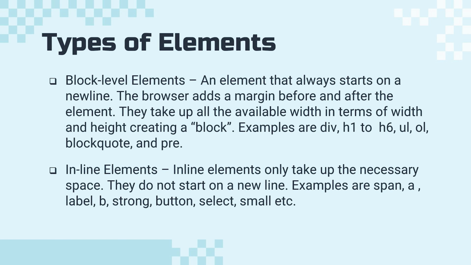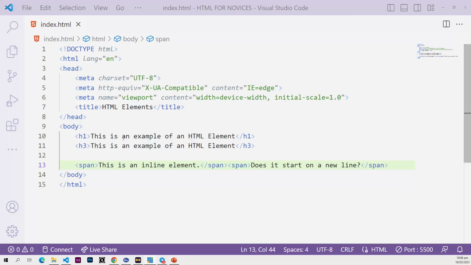Inline elements, on the other hand, can appear within sentences and do not have to appear on a new line of their own. Examples of inline elements are the a tag, span, label, strong, button, select, and so on. We're going to go into Visual Studio Code to have a demonstration of what I'm talking about.